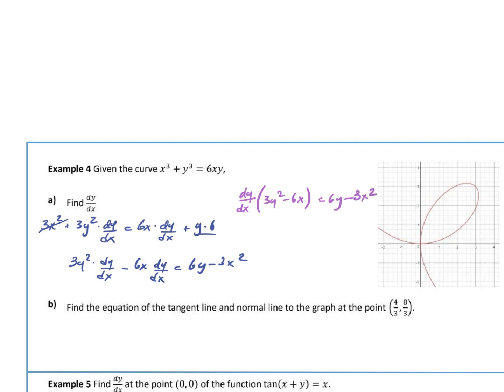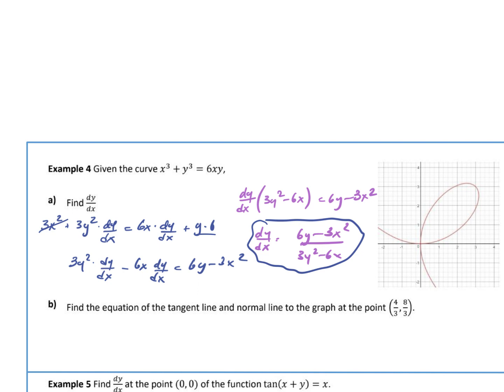And then all I'm going to do here is divide, so dy/dx is going to be equal to (6y minus 3x squared) all over (3y squared minus 6x). Now, depending on which way you brought it, your answers might be flipped around the negatives, which is fine, okay? But again, you can leave this in terms of x and y. You don't have to rewrite it in terms of all one variable, okay?